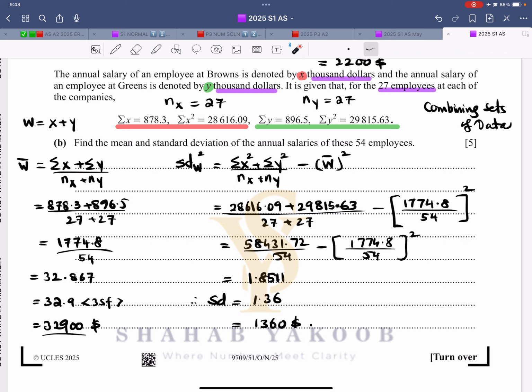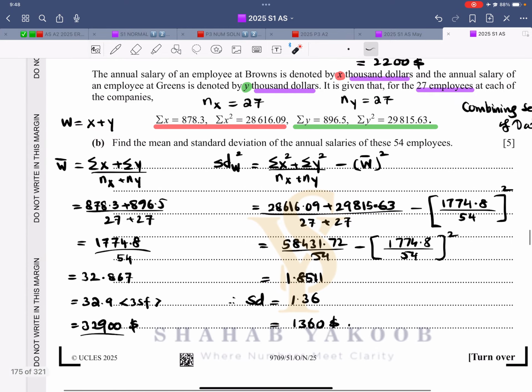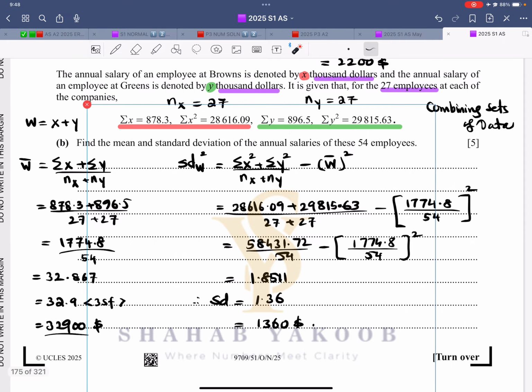So now we know that sigma x is given, sigma x squared is given, the number is given, the same thing for y. Red is for brown, green color is for greens. So let the new variable be w, that's for the total. W bar, let me just adjust it.